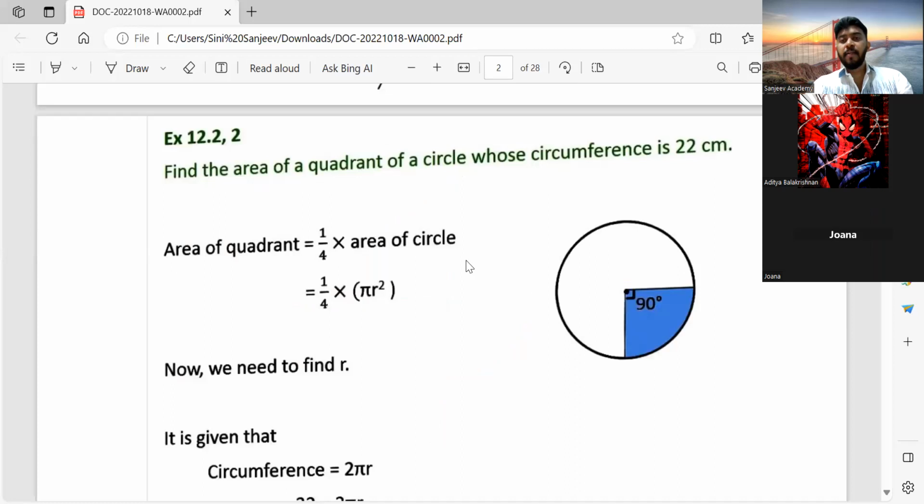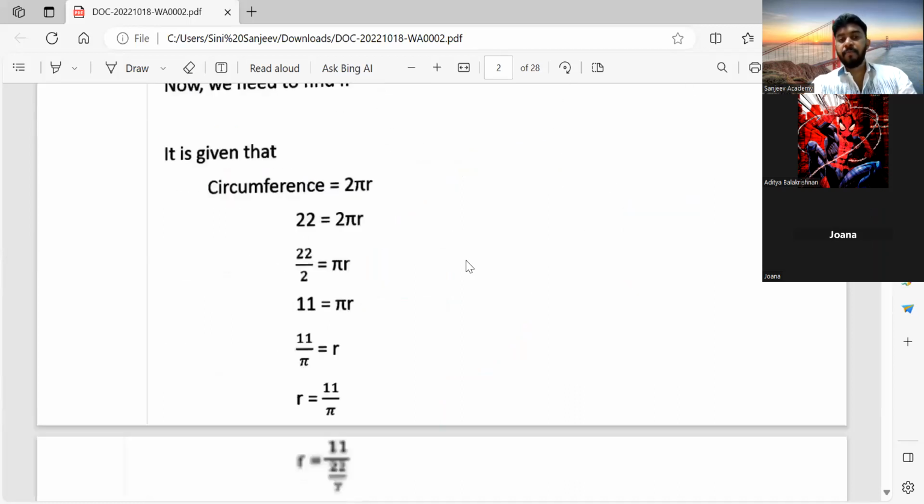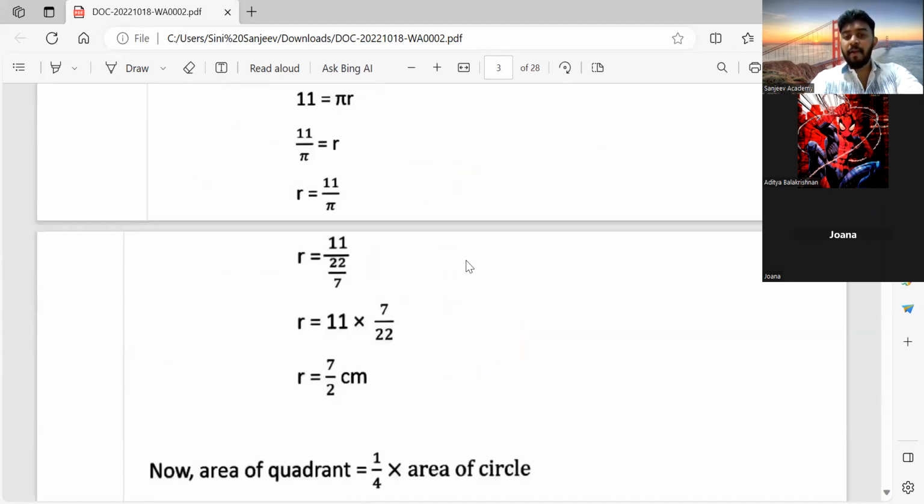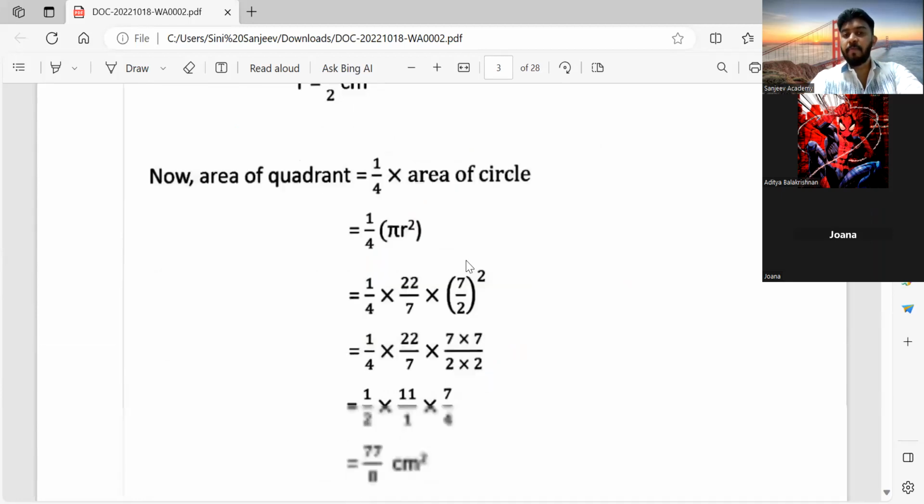How do I find the radius? Through the circumference of the circle. 2 pi r is 22. Upon calculation, I'll get the r value. Once I get the r value, I can put it into the area of the quadrant, 1 by 4 into pi r square.